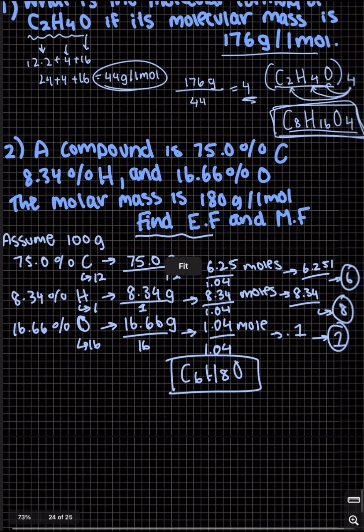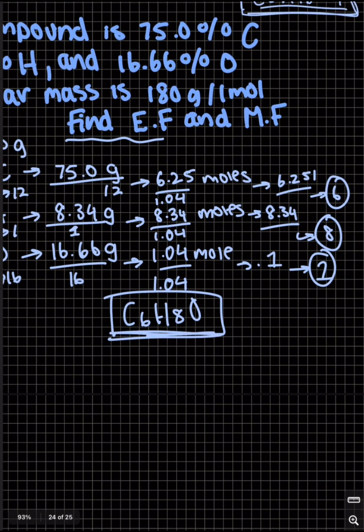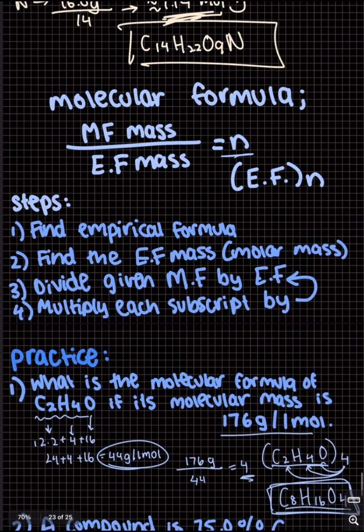Now I have my empirical formula, and I'm going to find my molecular formula. How do you do that? First things first, I'm going to find the mass of this empirical formula. Carbon is 12 times 6 because there are 6 carbons, plus 8, plus 16, and you should get 96 grams per 1 mole. The molar mass was 180, divided by 96, is about 1.875, or you can just say it's around 2. This number is what was called N.